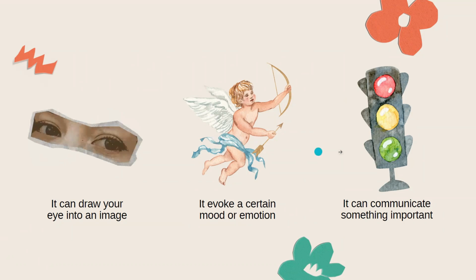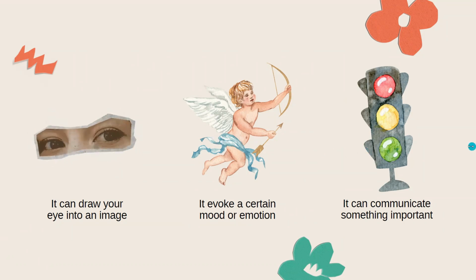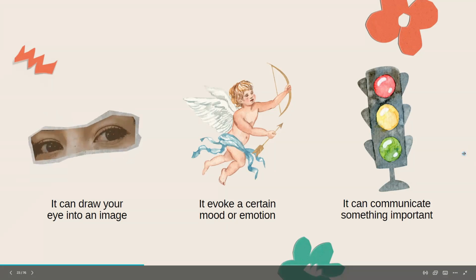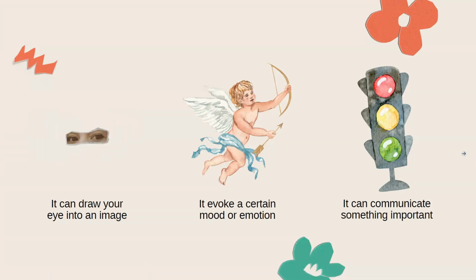And it can communicate something important, even without any text written. For example, the traffic light. We know that when the traffic light is red, it means stop. Then when it's green, go. So that's how important color is.